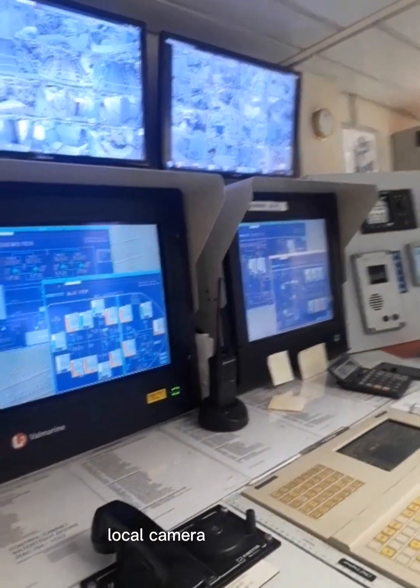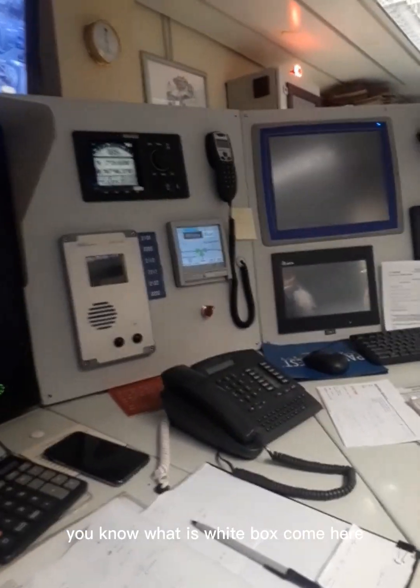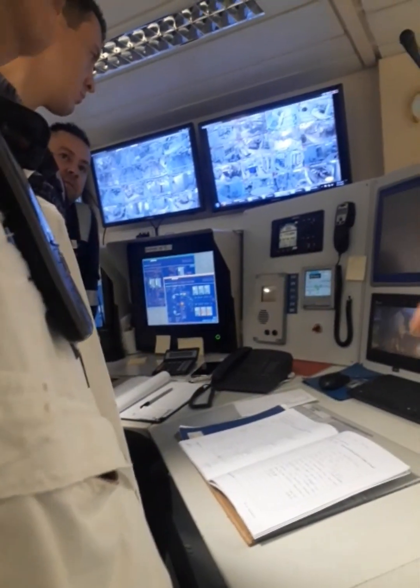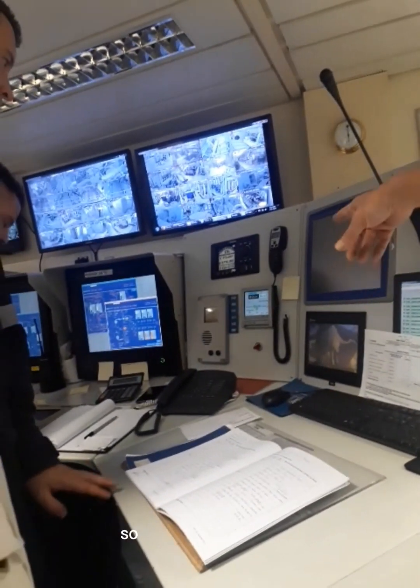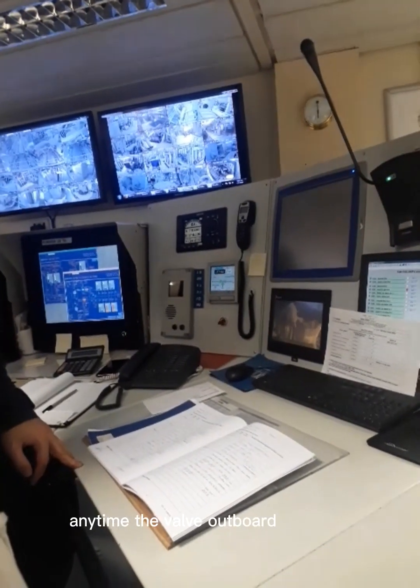Local camera, GPS, white box. You know what is white box? Come here with. White box. Like the black box? You know what is white box? No. For water separator. Yeah, bilge separator. So this one is monitoring anytime the valve overboard is open.